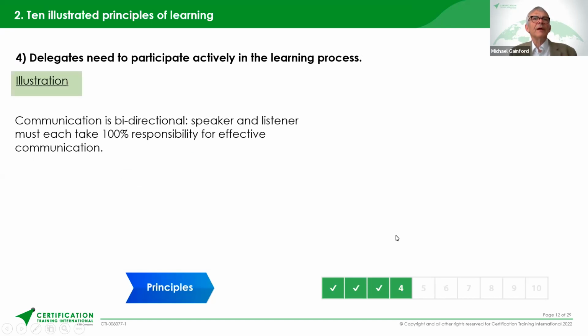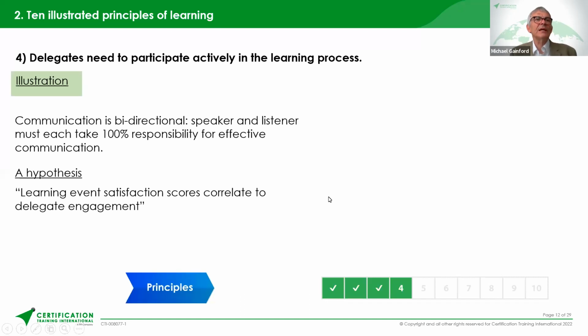Principle number 4. Active participation. In general, communication is bidirectional, or as a minimum, it's bidirectional. There's a speaker and a listener. And we suggest that each party has 100% responsibility for effective communication. So it's not 50-50, it's 100-100, which incidentally is maybe something to consider for a marriage. Both parties to a marriage should be 100% responsible for the success of that marriage. And it's the same for communication.